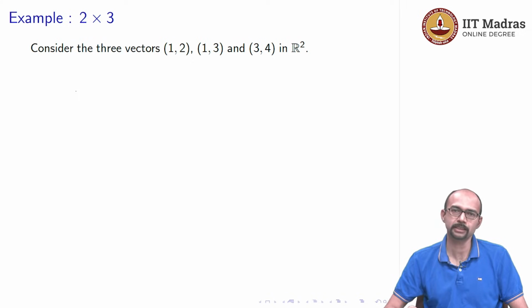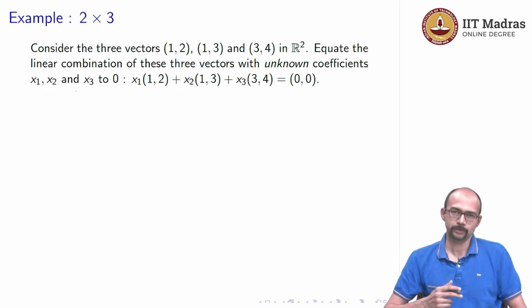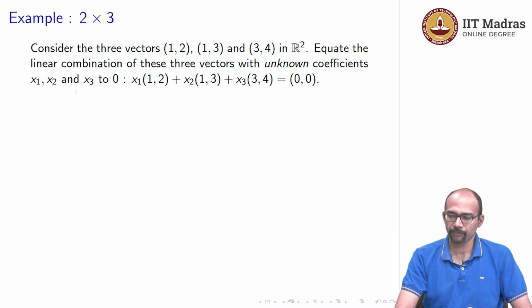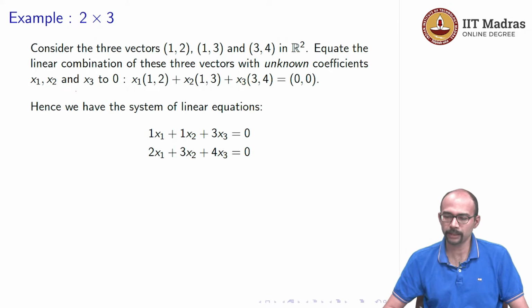So, one way of checking this would be to ask if one of these is a linear combination of the others, but a more direct method is to take unknown coefficients x1, x2, x3, and then write down the equation x1 times (1, 2) plus x2 times (1, 3) plus x3 times (3, 4) is (0, 0). Let us equate the coordinates. So, you get 1 times x1 plus 1 times x2 plus 3 times x3 is 0, and you get that 2 times x1 plus 3 times x2 plus 4 times x3 is 0. Those are your two equations. So, this is a system of linear equations.